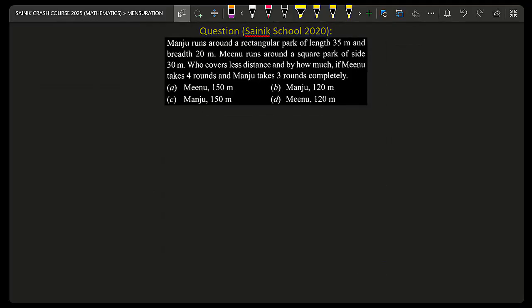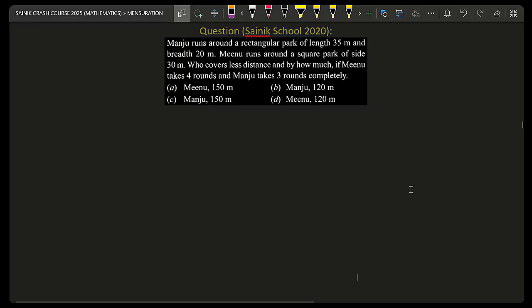Manaswini, can you read this question again? Sir, read the question again. Manju runs around a rectangular park of length 35 meters and breadth 20 meters. Meenu runs around a square park of side 30 meters. Who covers less distance and by how much, if Meenu takes 4 rounds and Manju takes 3 rounds completely?